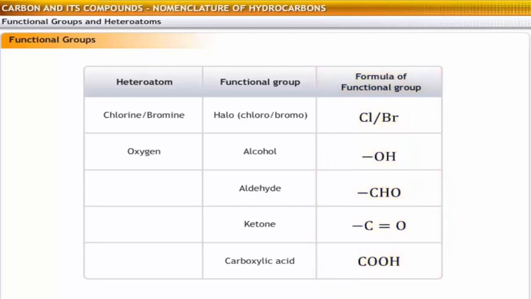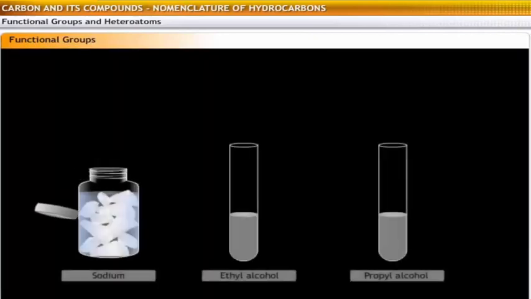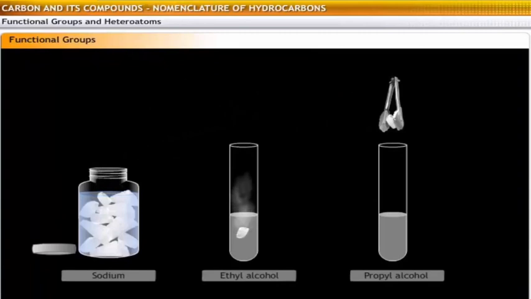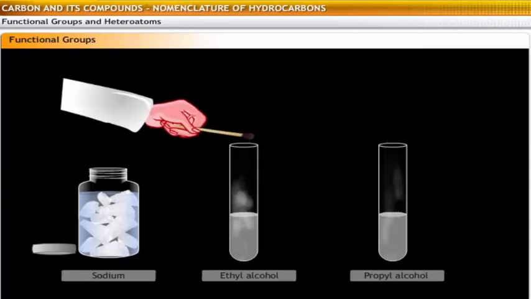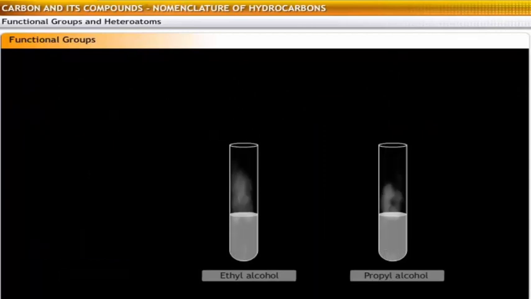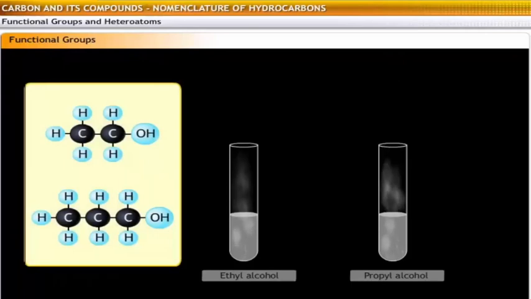Compounds that have the same functional group undergo similar reactions. For example, when a piece of sodium metal is added to alcohol, it reacts vigorously and liberates hydrogen gas. This property is independent of the number of carbon atoms in the alcohol, but is dependent on the functional group OH.